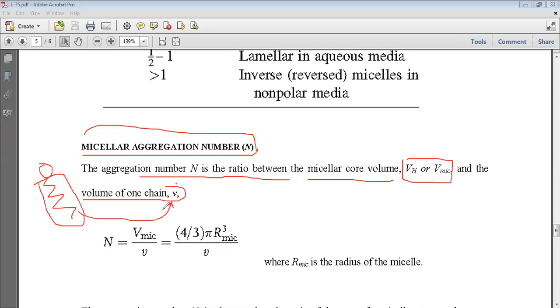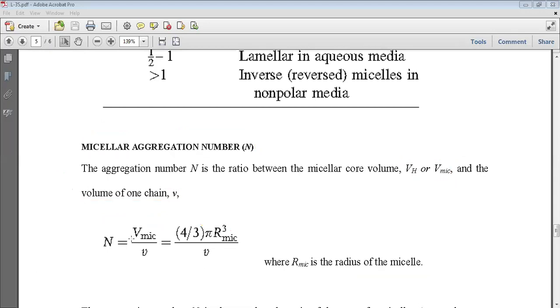When you divide this whole micellar volume by V, suppose it is a spherical micelle, you can take the volume as 4/3 pi r cube, where r is the micellar radius. So it is 4/3 pi R_mic cube upon V, where R_mic is nothing but the radius of the micelle. So you have to remember the aggregation number is basically the ratio between the micellar core volume and the volume of one chain. Very important relation.